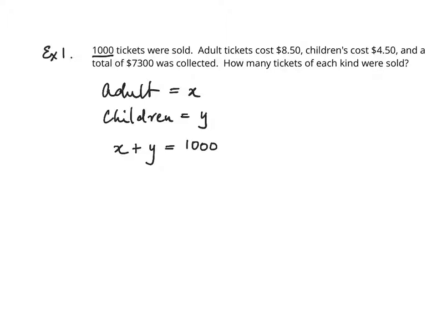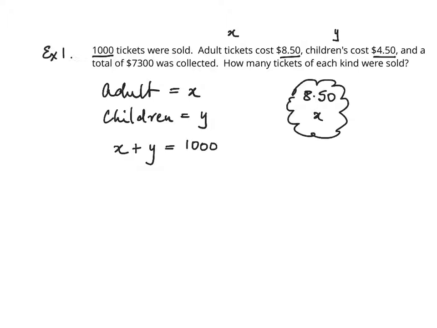The next thing we know is that an adult ticket costs $8.50 and a child's costs $4.50. Well, let's consider this. Each adult ticket is $8.50 and we've got X adults. Now how do we put those two quantities together?